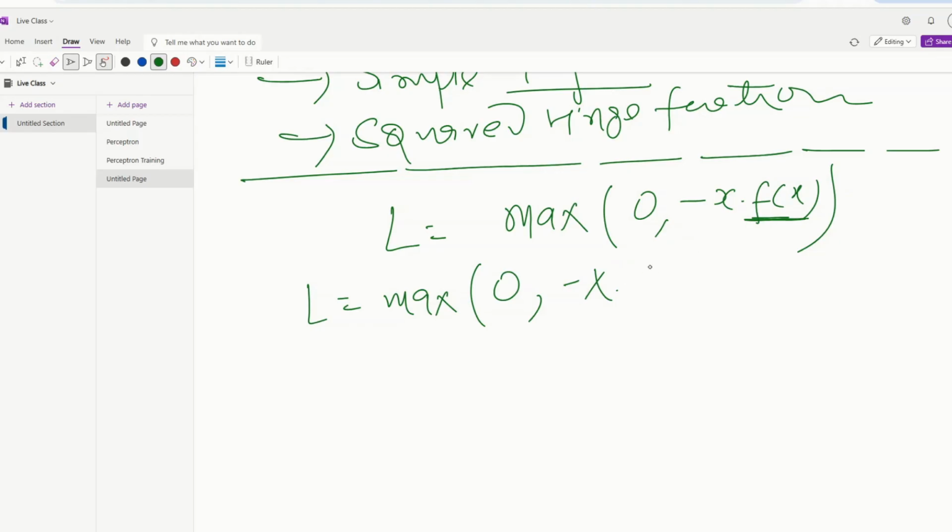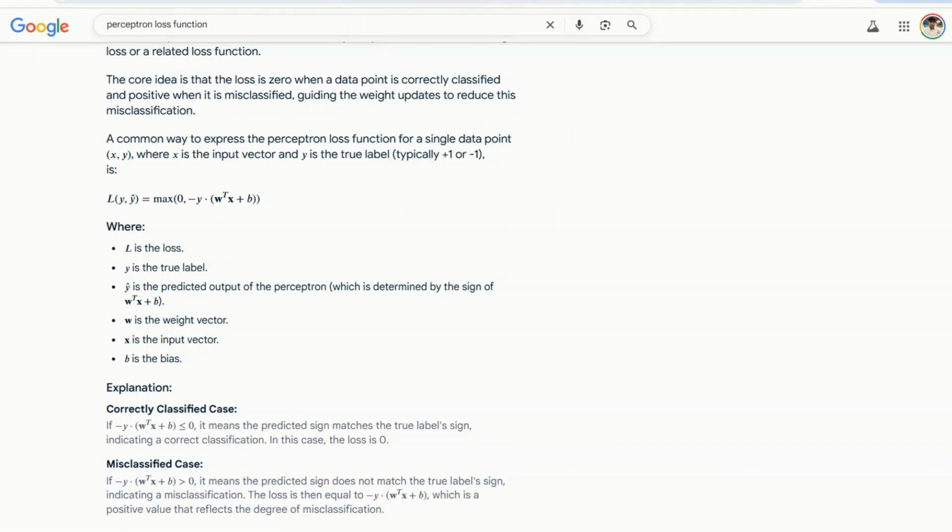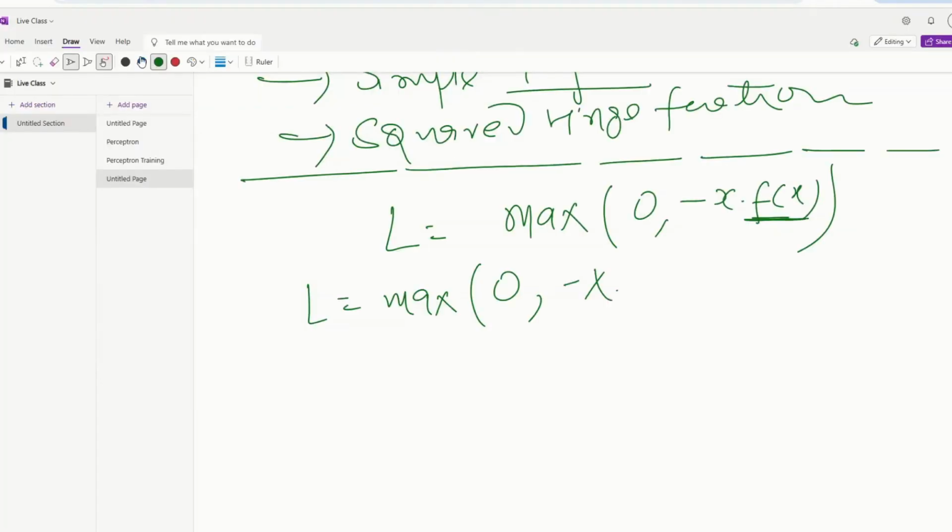Sorry, it should be y, not x. Let me remove this. So it is called y into f(x). If you focus on the f(x) part, f(x) is called the prediction. If you have an understanding of the perceptron, in the perceptron, how do we calculate the prediction?